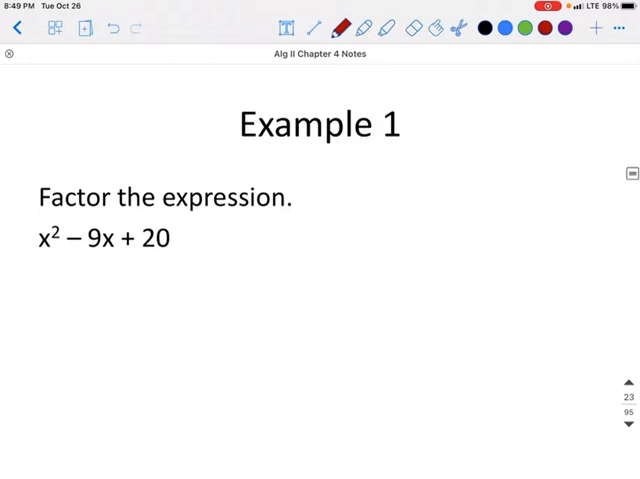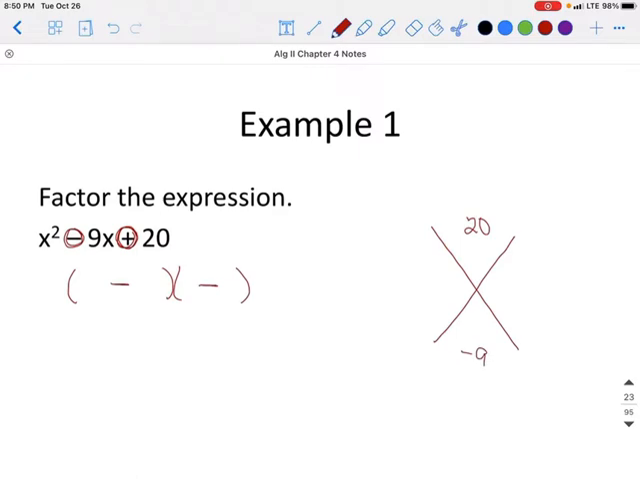So we need to factor the expression x squared minus 9x plus 20. When we do this, we're going to have two sets of parentheses. Because c is positive, we know the signs are going to be the same, because a positive times a positive will give us a positive, or a negative times a negative will give us a positive. Since the b term is negative, we do know both signs will be negative. To help you figure out what terms can multiply, we can see what multiplies to give us 20 that adds to give us negative 9.